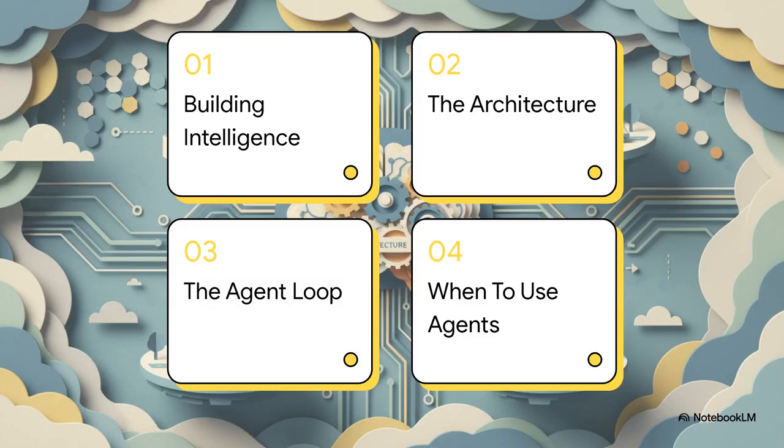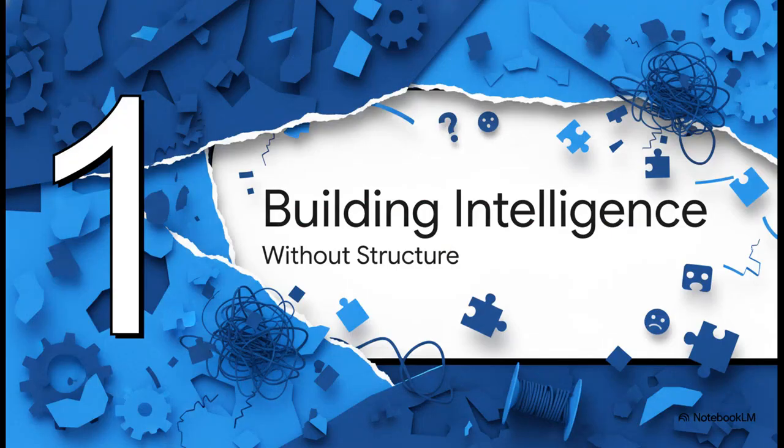Here is our roadmap for today. We're going to cover building intelligence without structure, the three-component architecture, the agent loop in action, and finally, when to actually use AI agents. Let's jump right in. Section 1. Building intelligence without structure.